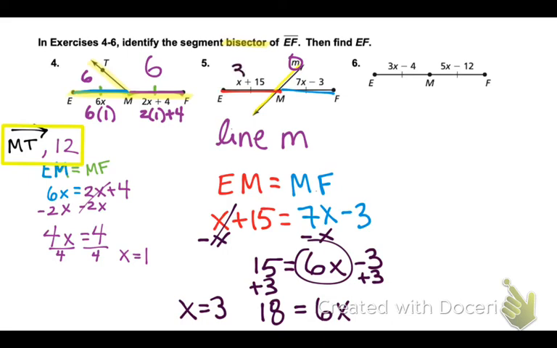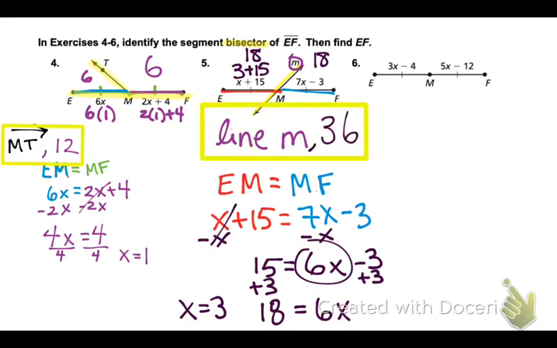So I'm going to plug it in. 3 plus 15 is 18. Okay, this side will also be 18. So what is the full length from E to F? 36. Good, we've got one more.